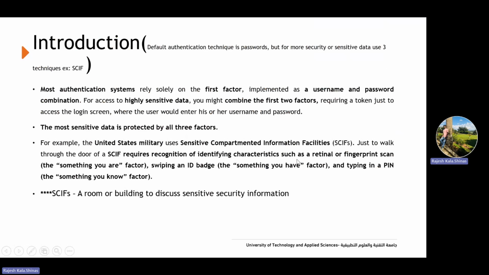First, you have to scan your fingerprint or your retina, your eye. That is something you are. After that, you have to swipe your ID badge. The US military gives an identity card. Swipe that ID card, the badge, something you have. If that succeeds, the last one is to type a PIN or a unique password, something you know. So these three authentications are used to enter the sensitive compartment information facility room, because the United States military has this room. To enter it, we need to pass through three authentication techniques, not just one, three.